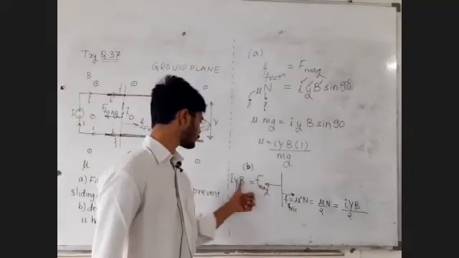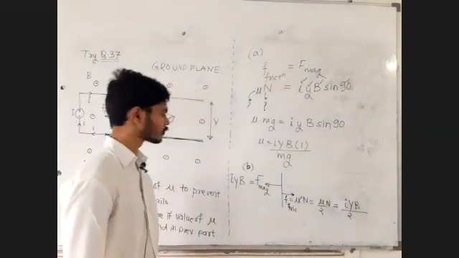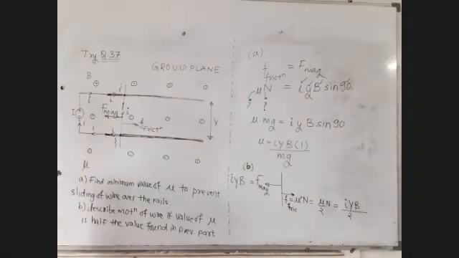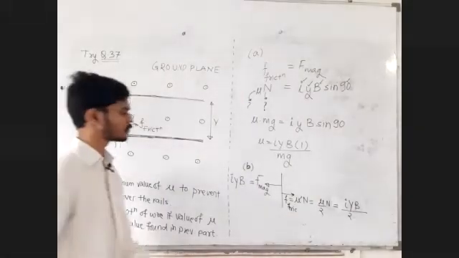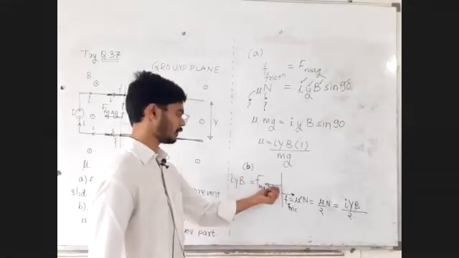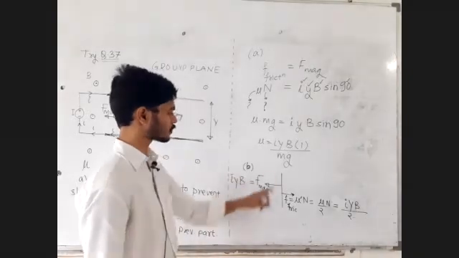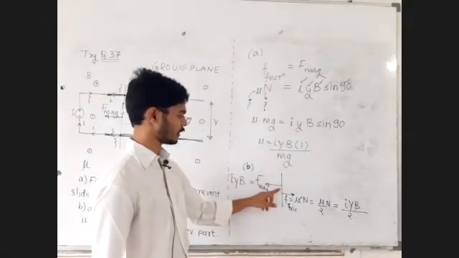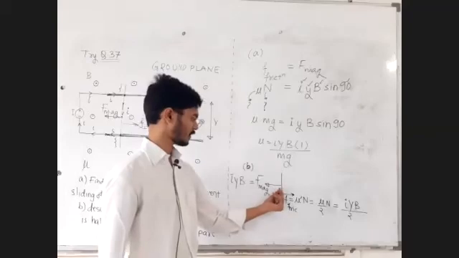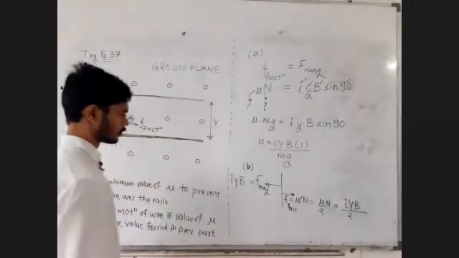Left side force is IYB. So there will be a net force on the wire which will be leftward. Of course, these two forces are acting at the center of the wire, but I am not drawing everything at the center. You understand it.